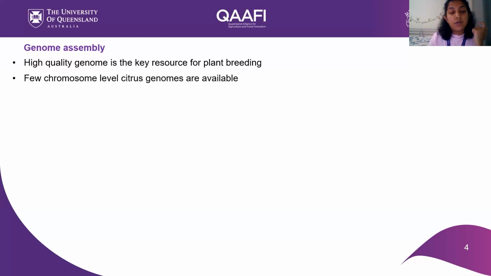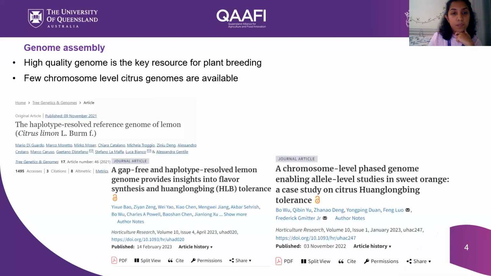So far, we have a few citrus genomes which have been anchored at chromosome level, and some of them are also haplotype phased. So the accuracy and the completeness of these genomes vary in different levels. The most recently published citrus genomes are lemons and sweet orange. We have two lemon genomes, one published in 2021 and the other in 2023. We also have a good reference genome for sweet orange, which was published in 2023.